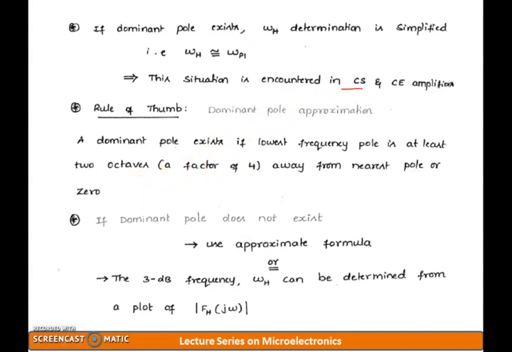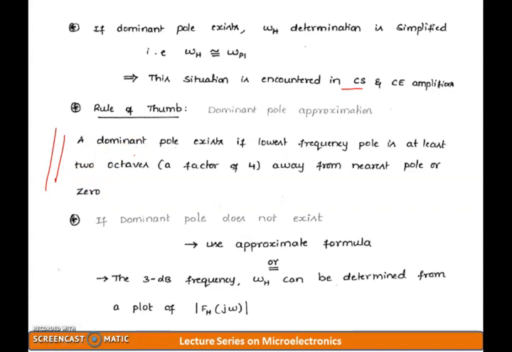Now what is the main rule of thumb? The rule of thumb is dominant pole approximation. We need to figure out the one particular pole which is very dominant in the entire network, and that dominant pole can itself be taken up as FH. So in terms of Bode plot analogies, or control system analogies, I can say a dominant pole exists if the lowest frequency pole is at least 2 octaves, a factor of 4, away from the nearest pole or zero.